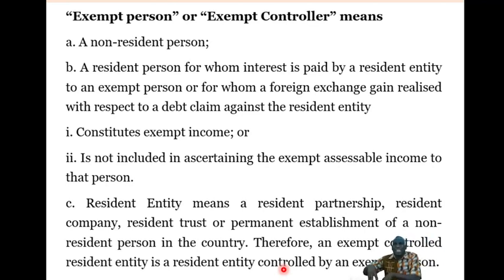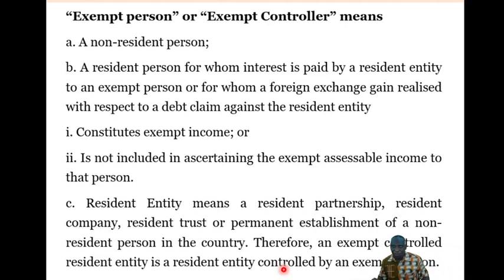It means that that exempt person has what? 50% or more voting power in that resident entity. That's why it's called an exempt controlled resident entity. It's a resident entity controlled by an exempt person. It is called exempt controlled because that exempt person has 50% or more holdings in that particular entity.